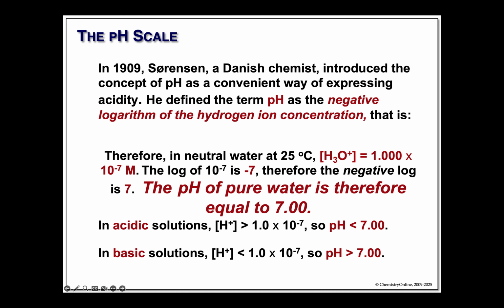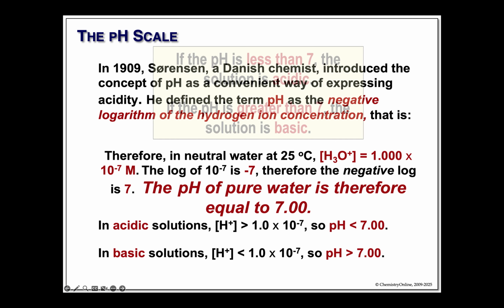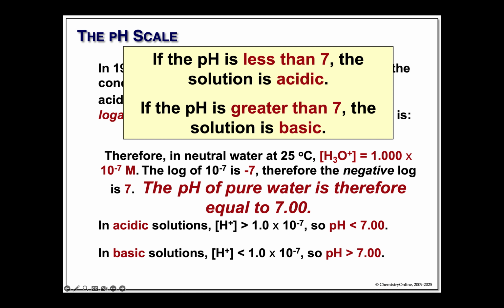If we have an acidic solution, hydronium is going to be greater than that. Since this is a negative log thing, the pH will be less than 7. Basic solution, we have less than 10 to the minus 7, pH will be greater than 7. Worth remembering, pH less than 7 is acidic. Greater than 7 is basic. Any questions?